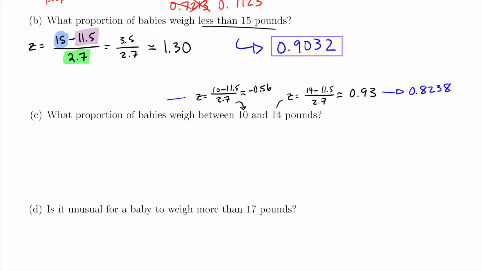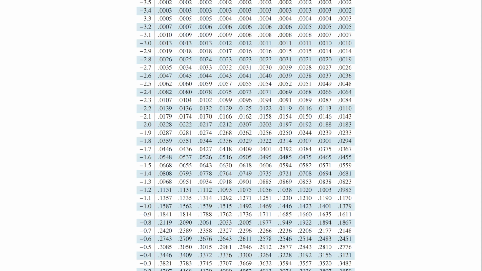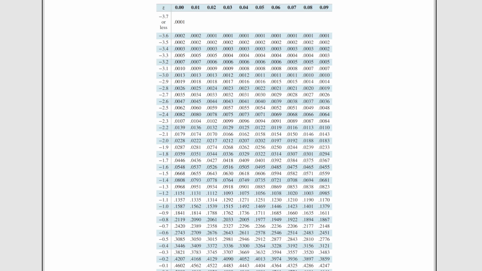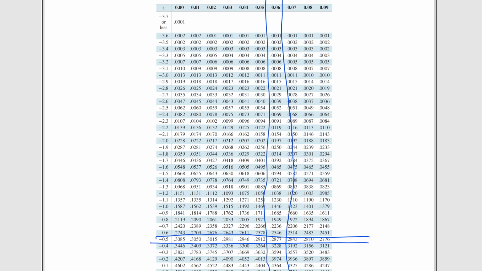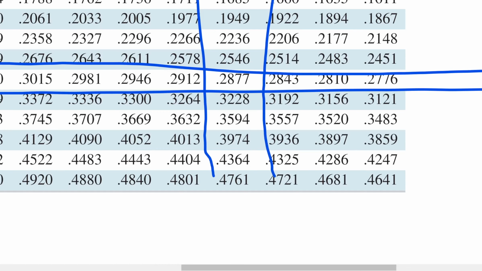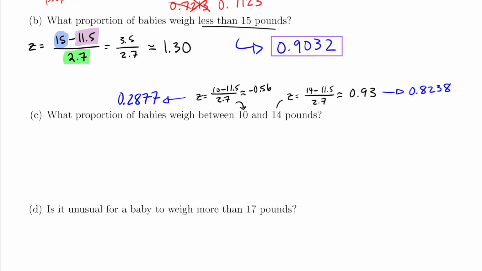Next, we'll find the area for the z-score of negative 0.56. So here we find our row for negative 0.5. Cross that with the column for 0.006 or 0.06. And we get an area that corresponds to 0.2877.